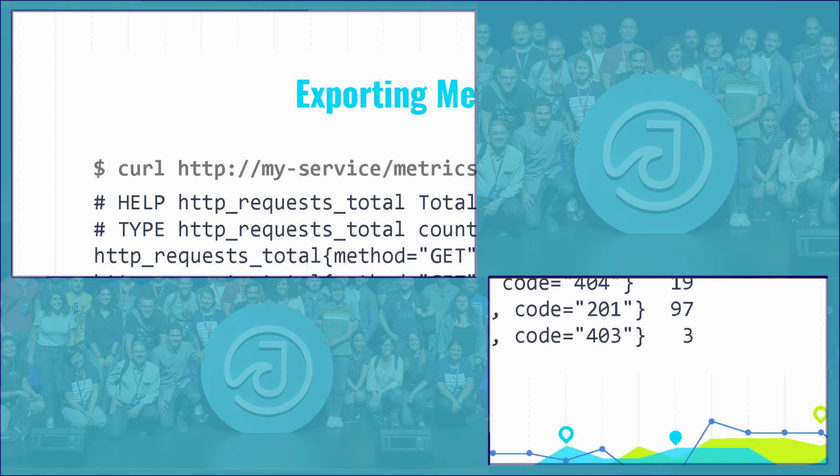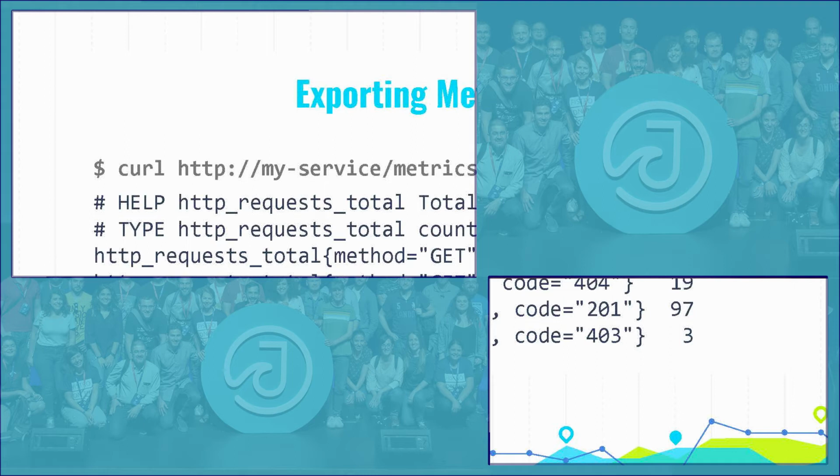So you provide the name of the metric with the help and a type annotation. The help text is just for a human-readable description. So you can say, this is my metric, the total number of requests, and it's of type counter. And then following that, you have the time series for each combination of labels, and then also the value which has been recorded at that time.